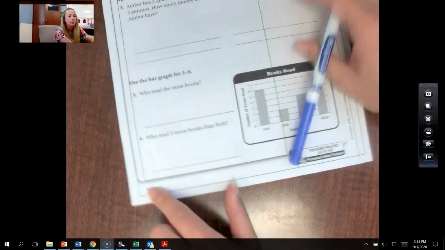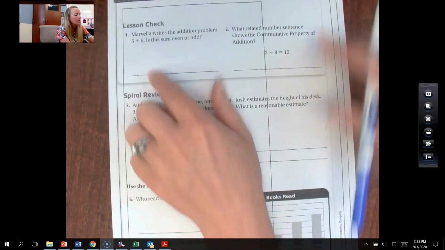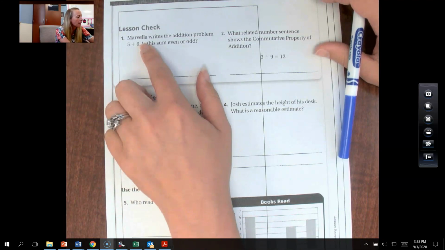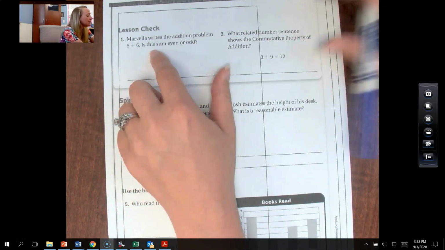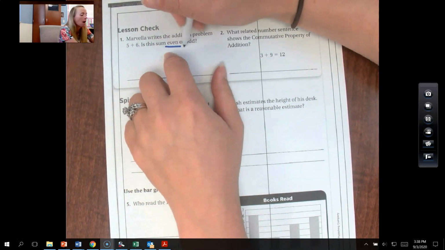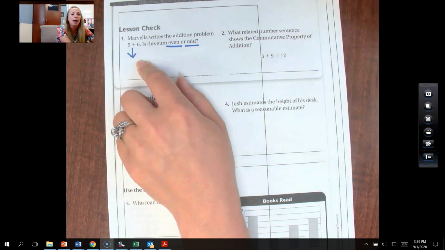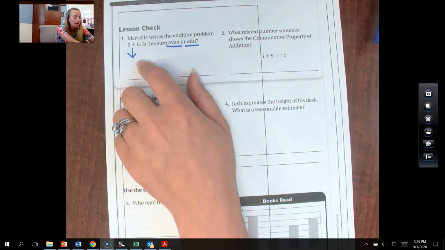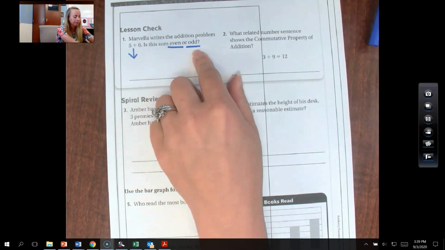All right. Let's turn to page 10. Page 10. Let's look at the directions. Marvella writes the addition problem 5 plus 6. Is this sum even or odd? First, you need to figure out what 5 plus 6 is. Then you need to tell me, is it even or odd?